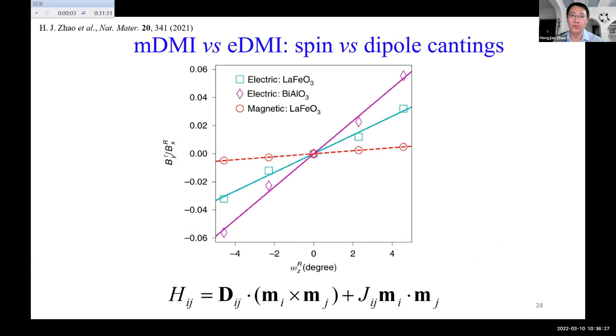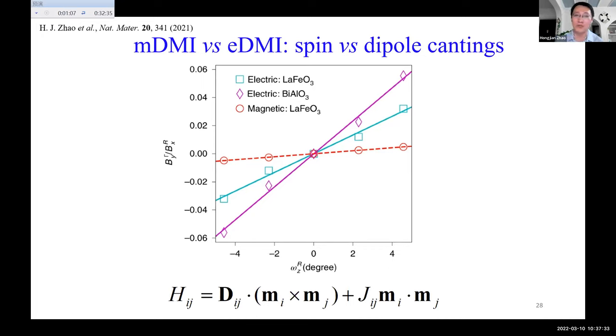Then in this slide, we can compare the magnetic DMI and the electric DMI. We know that the magnetic DMI causes spin canting, let's say non-collinear magnetism, and the electric DMI will introduce dipole canting, say non-collinear ferroelectricity or antiferroelectricity. Let's take the magnetic case as an example. The effective Hamiltonian is given by the DMI term combined with the Heisenberg exchange interaction term. If there is no DMI, the magnetic moments should be aligned collinear. If you have some magnetic DMI, they align non-collinear. And the spin canting is characterized by D over J.